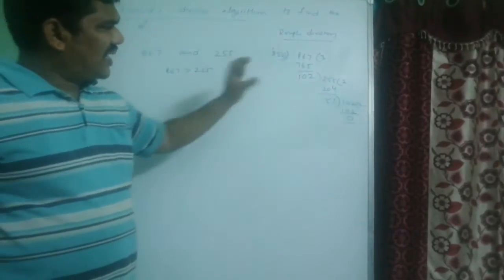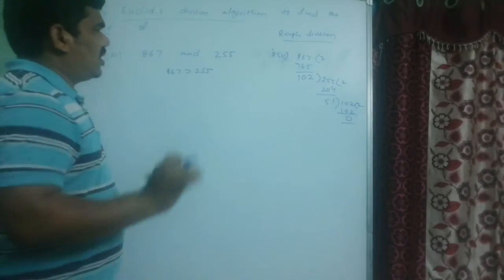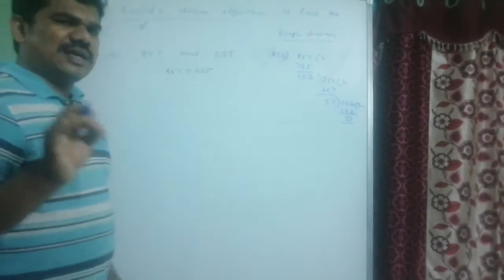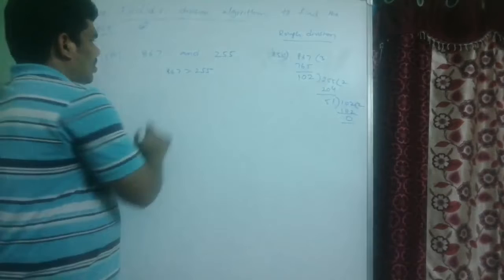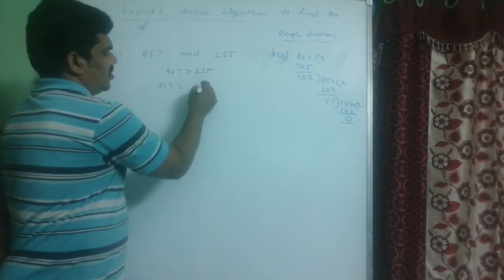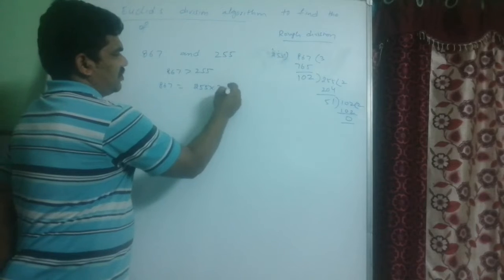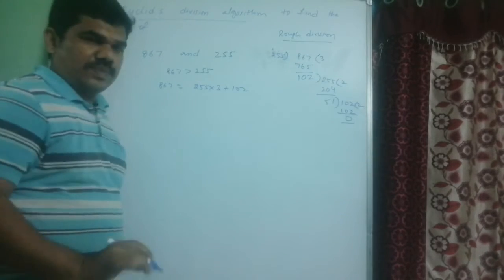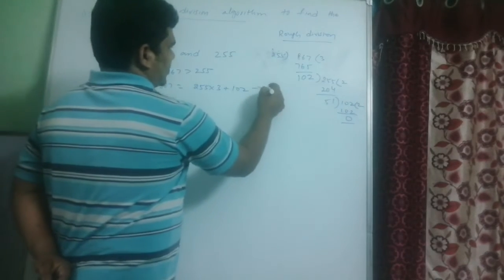So we have to write this arrangement in the Euclid division algorithm method. Okay, so A equal to BQ plus R, until the remainder is 0. So 867 is 255 into 3 plus 102. This is the first step.